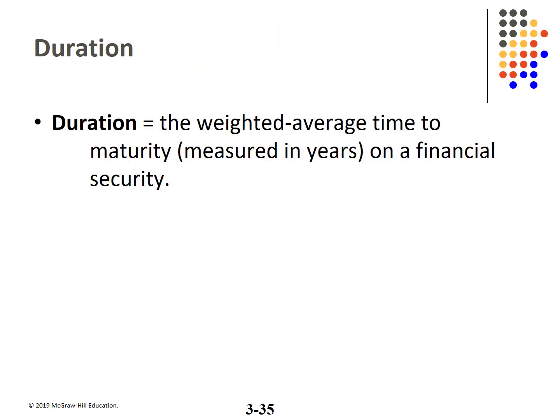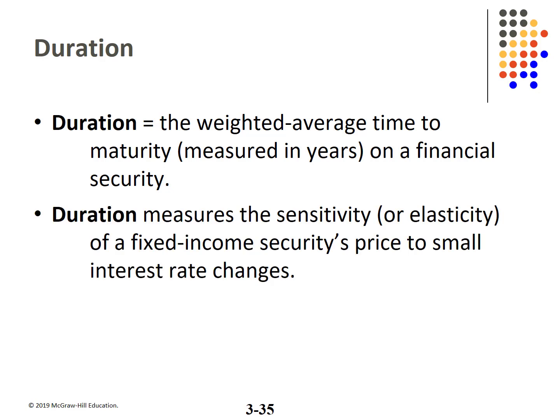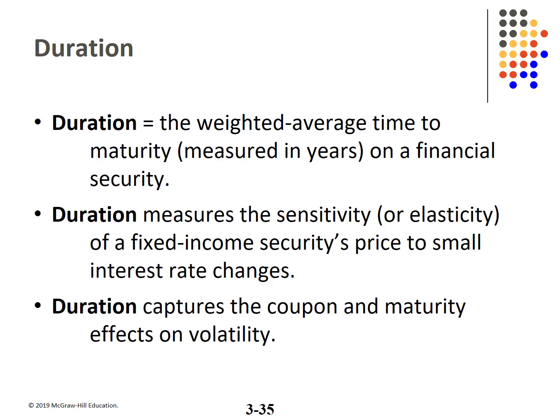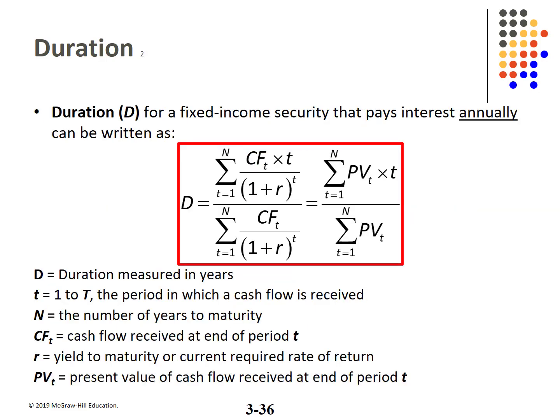Duration. Duration is defined as shown. The weighted average time to maturity on a financial security. It's measured in years. Duration provides a relatively simple measure of a bond's sensitivity to changes in interest rates. It captures the effect on volatility of both coupon and maturity, which is what we just looked at on those charts. We'll be looking at the duration of bonds paying annual dividends.